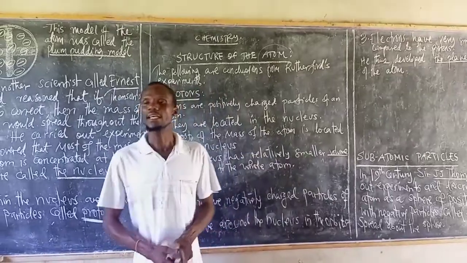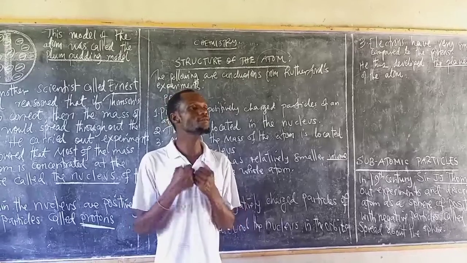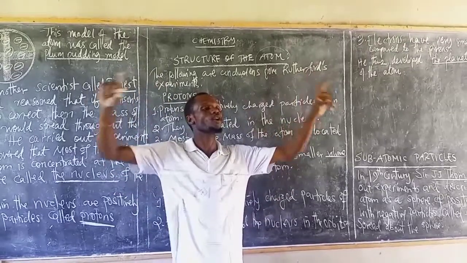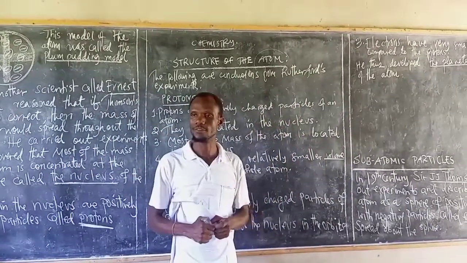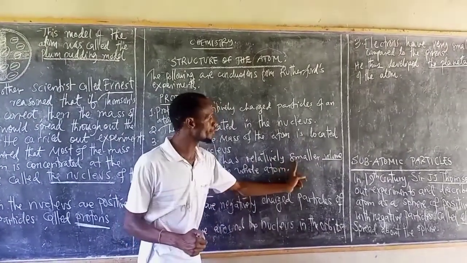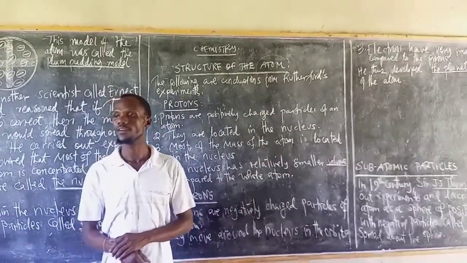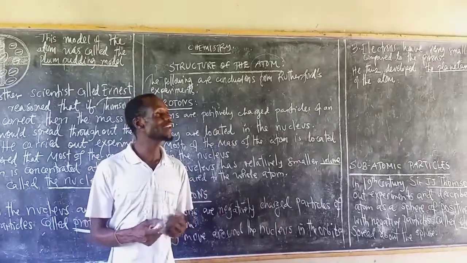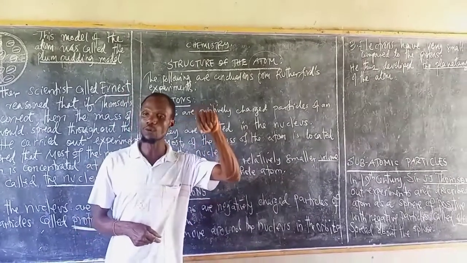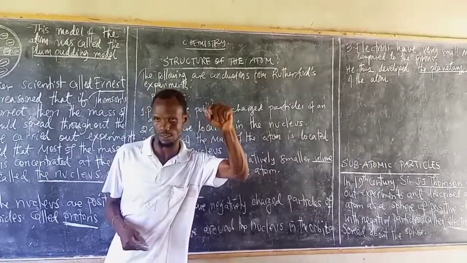The volume of the nucleus is very, very small compared to the volume of the whole atom. That is what he said. The nucleus has a relatively smaller volume compared to the whole atom. That was according to Rutherford, and it was verified using experimental evidence.